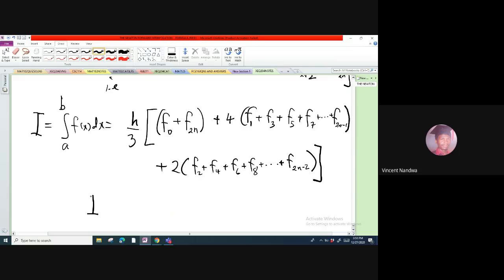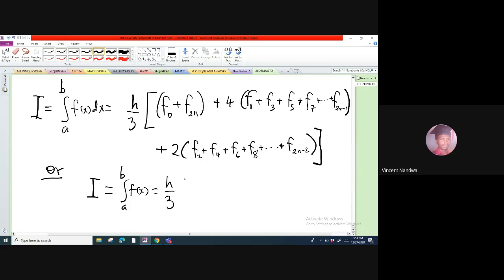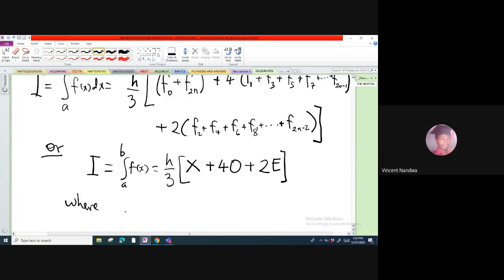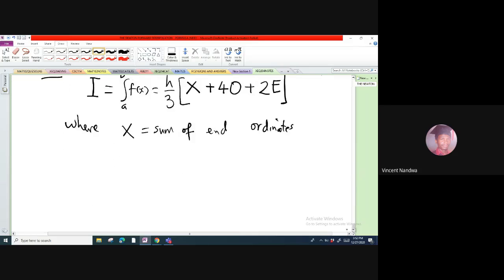Or just say I equals the integral from a to b of f of x equals h over 3 into X plus 4 O plus 2 E, where X means sum of end ordinates, O means sum of odd ordinates, and E means sum of even ordinates.